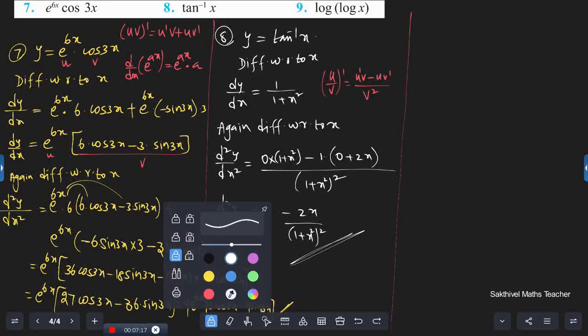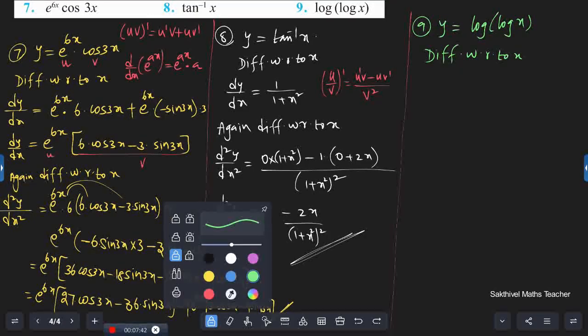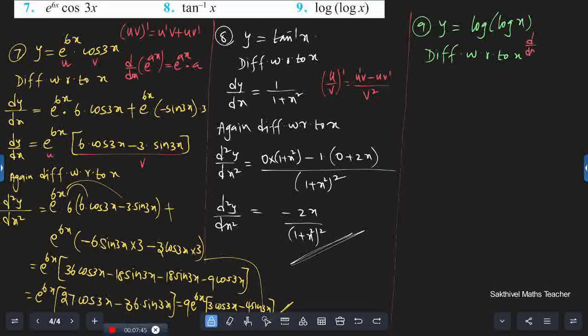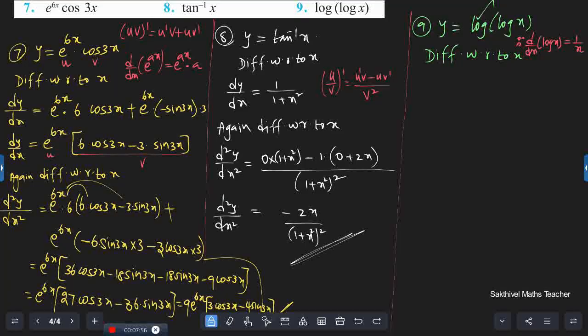And the ninth one, y equal to log of log x. The ninth one, I'm taking log of log x. The derivative of log x is equal to 1 divided by x. That formula you must know. But here we have a double log. When you differentiate one log, you will be getting 1 divided by x.